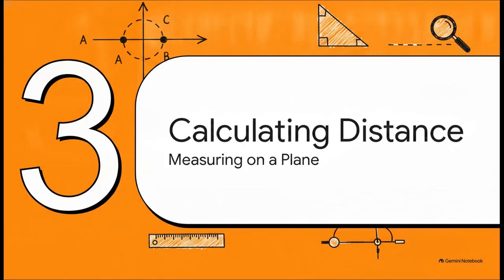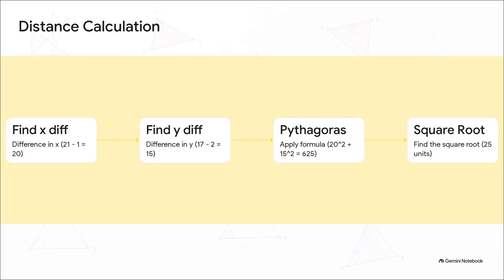Which brings us to Section 3, Calculating distance. And this brilliantly illustrates how geometry and algebra meet. Let's look at a worked example straight from the source material. Imagine you've got a line segment starting at coordinates 1, 2, and ending way up at 21, 17. How long is that line? Well, we just treat that line as the hypotenuse of a right-angled triangle. It's like a giant puzzle.